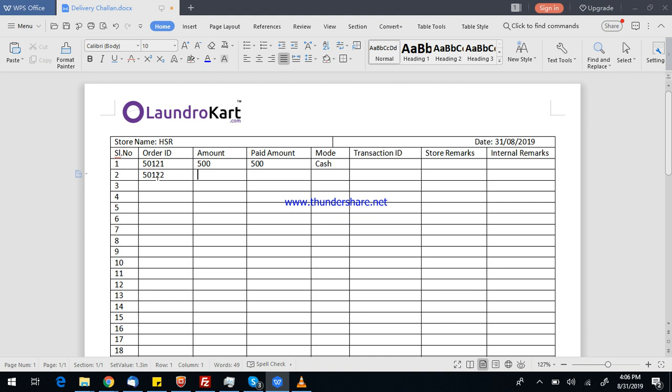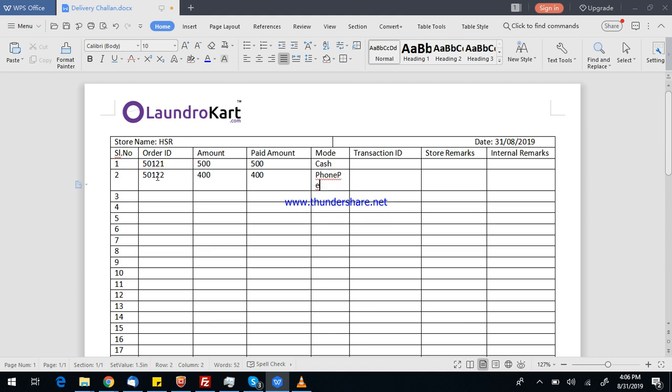The next example, 50122, amount is 400, billing amount, customer has paid 400, he has paid through PhonePe. Now you have to enter the transaction ID. When you are entering the transaction ID, if the space is not enough, you can continue on the next line. Just continue the transaction ID in the next line, but make sure everything else in that row, except for the transaction ID, is blank. And if you have any remark, you can just mention that.